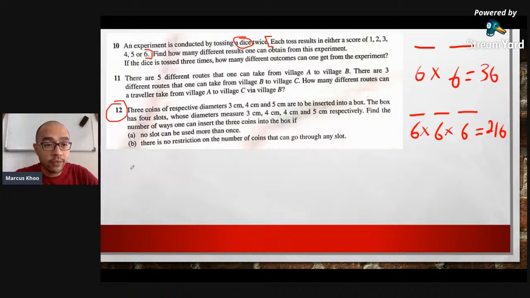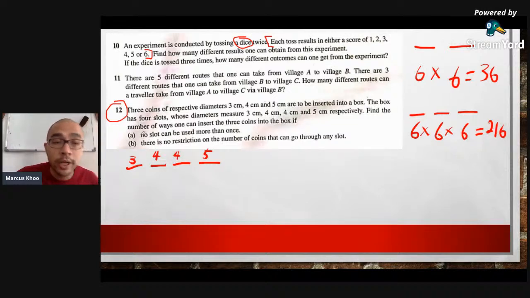Okay, I'm going to draw this over here. First slot, second slot, third slot, fourth slot. The first one is 3 cm, the second and the third one is 4 cm, 4 cm, and the last one is 5 cm. Okay, find the number of ways one can insert the 3 coins into the box if no slot can be used more than once. Okay, that means kalau kau sudah letak ini 3 cm di sini, kau tidak boleh letak, ini sudah kena ambil lah.